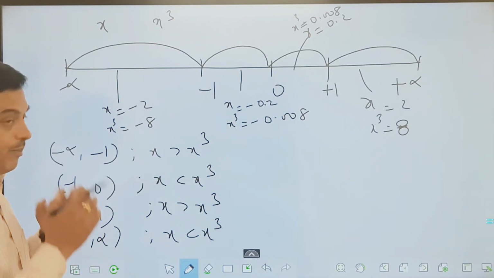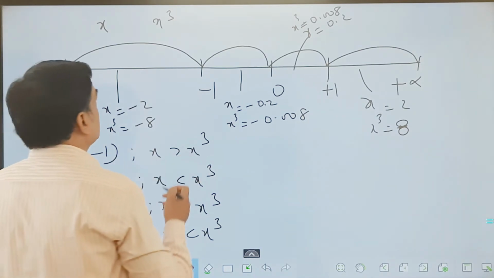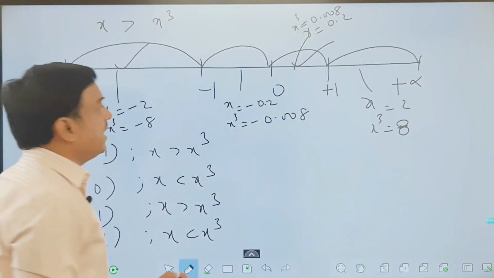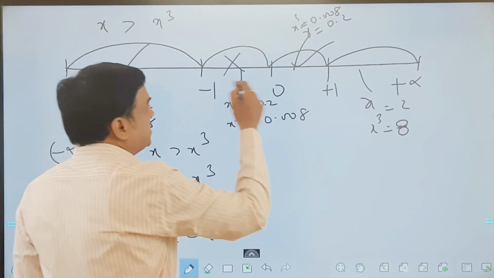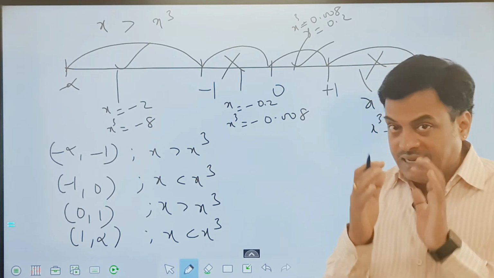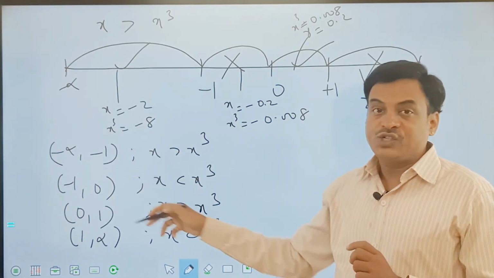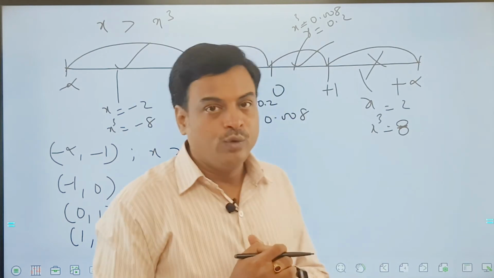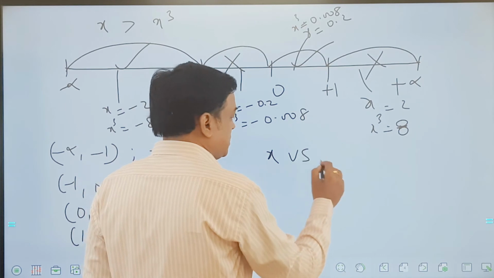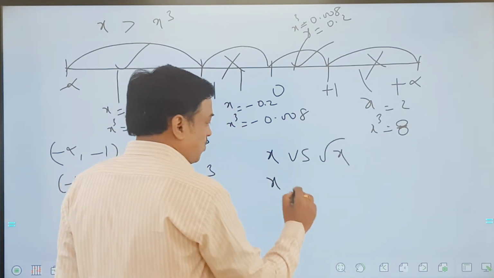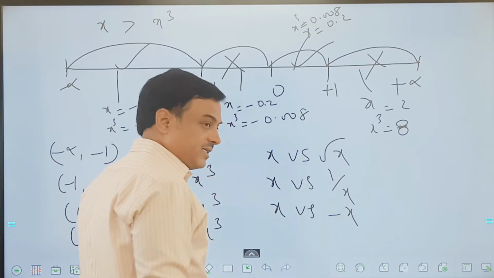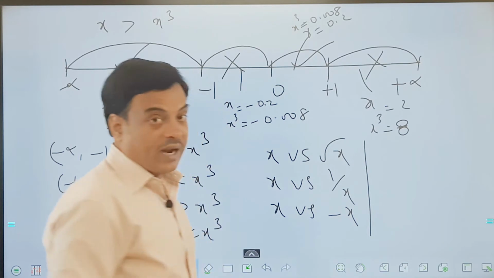Now suppose I observe on a number line where x is greater than x cube. Here I get it, and here is the condition where I get x greater than x cube. In the other two ranges, x is less than x cube. So if he wants to take a particular range of numbers, he can always give you such conditions. Now what you have to do next is, please try to practice x versus root x, x versus 1 by x, x versus minus x. All these things you need to practice.